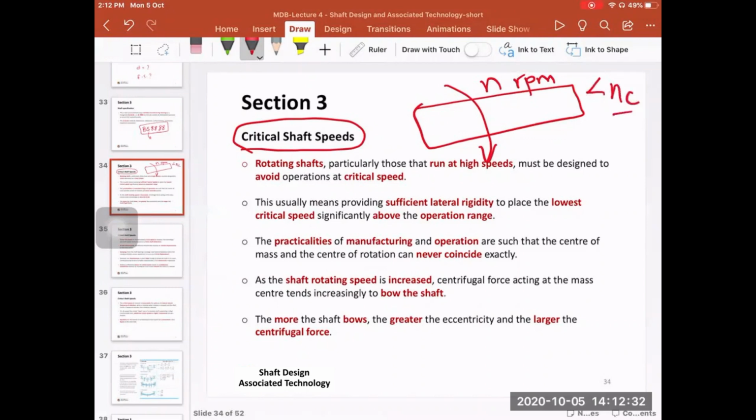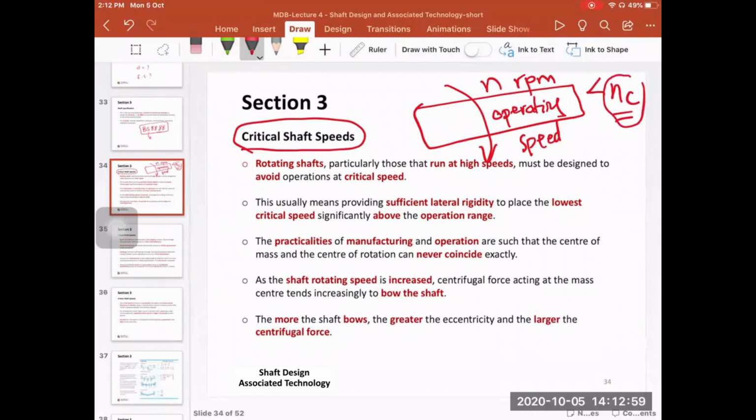What's wrong about the critical speed of the shaft? This is what we are going to learn. So we have here the operating speed of the shaft, and we want to make sure that this operating speed is far less than, or far away from, the critical speed of the shaft, okay? So we want to avoid this from happening, right?